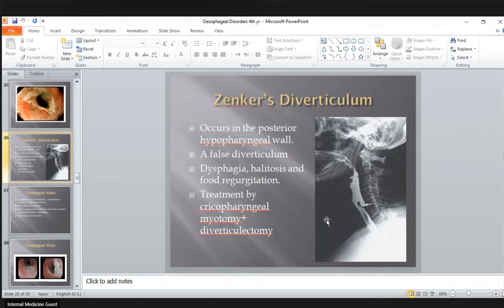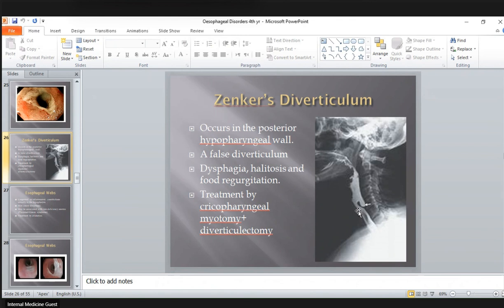Zenker's diverticulum. It is a false diverticulum. Actually, it occurs at the posterior pharyngeal wall or hypopharyngeal wall. Look at this area. Look at this diverticulum. So this is Zenker's diverticulum. It should be continuous like this. So what happens? Some of the food will come in and sit in here. This will cause halitosis, sometimes dysphagia, difficulty in swallowing.